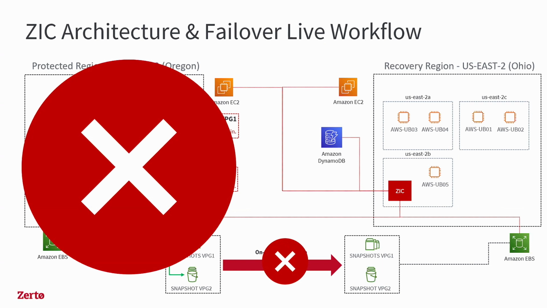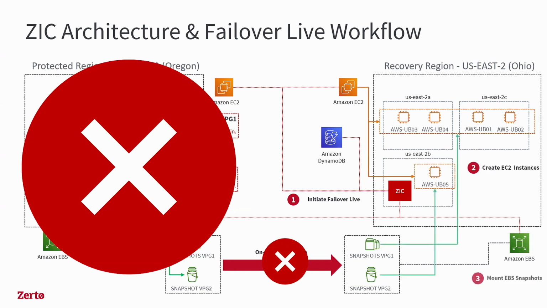So the first thing we're going to do is, obviously, we declared an outage or disruption to the business. So we're going to initiate the live failover, and the workflow is very similar. We're going to create the instances again. Zerto's going to then shut those instances down, mount the snapshots, power them on, and then we also have that commit policy default to 60 minutes, so the operations team or the administration team can get in there and verify everything works.